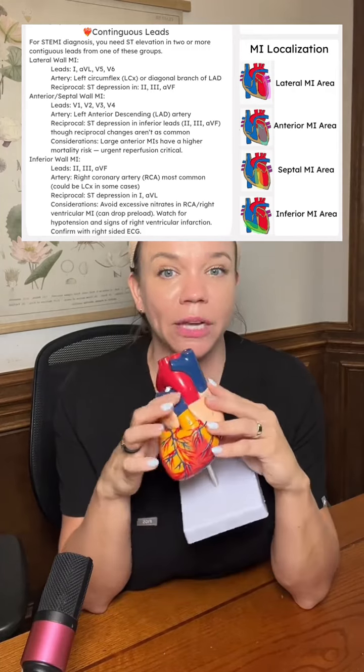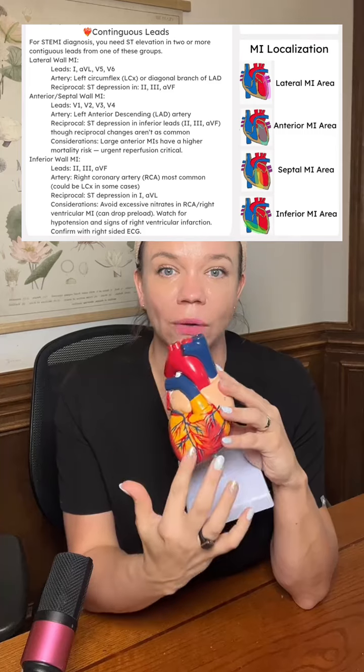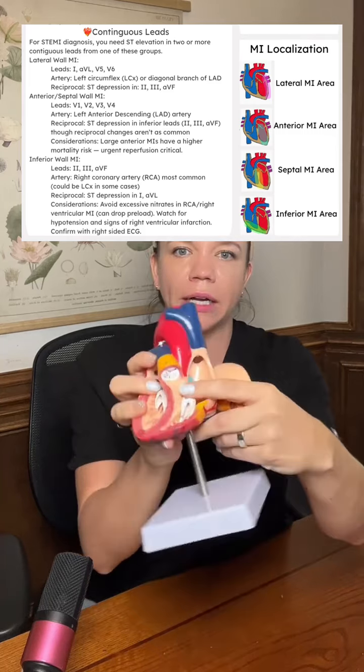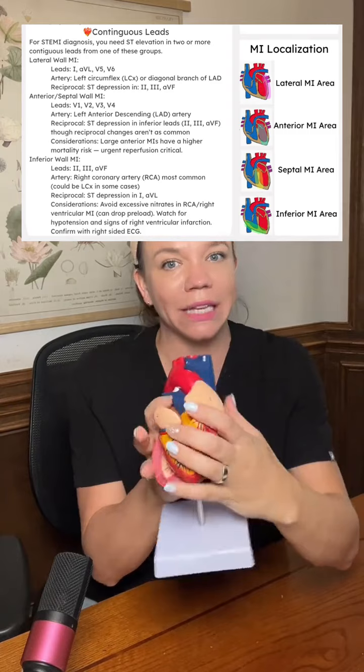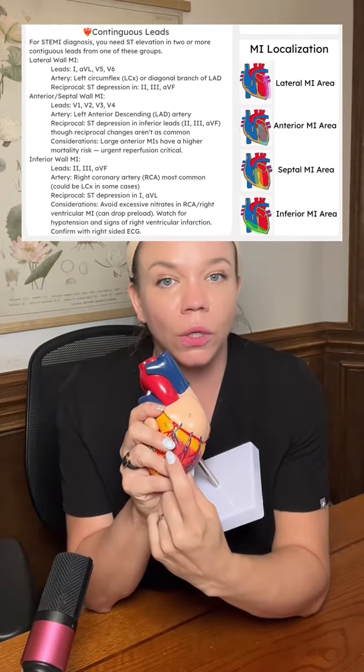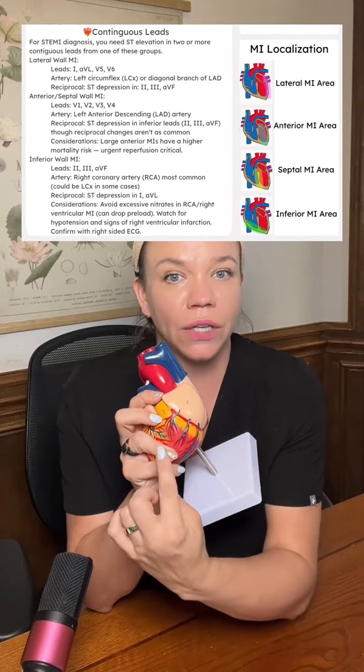If I were thinking that the patient was having an anterior or septal wall MI, remember this is the septum right here. So this is the area that we're talking about, the septal or the anterior being the front of the heart. I'm looking for changes in V1, V2, V3, or V4.